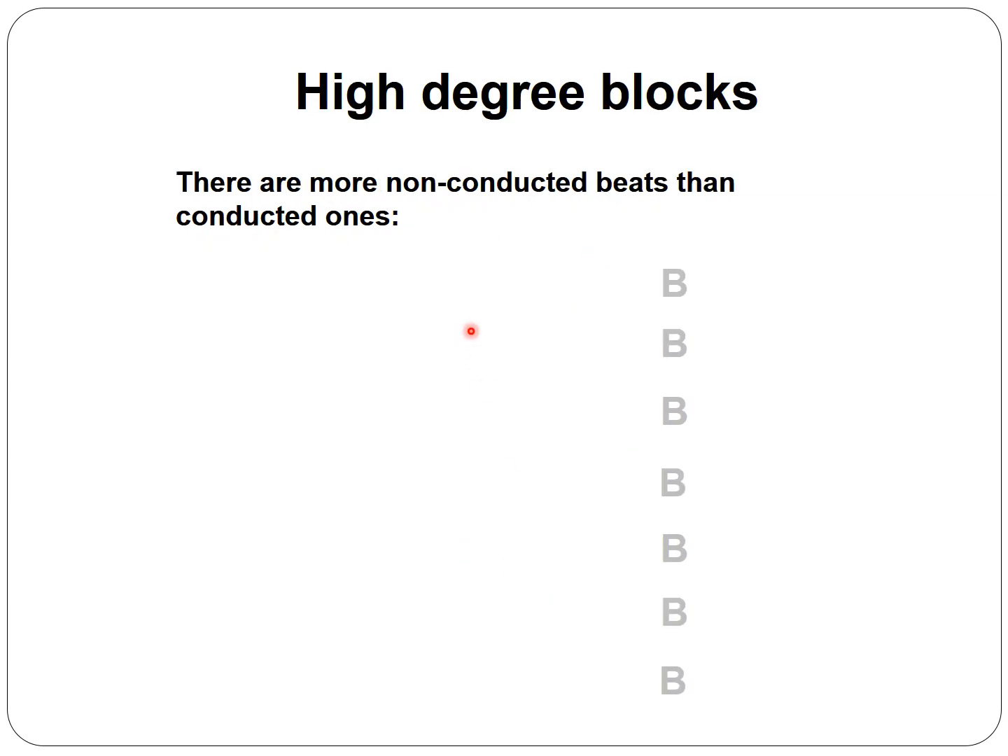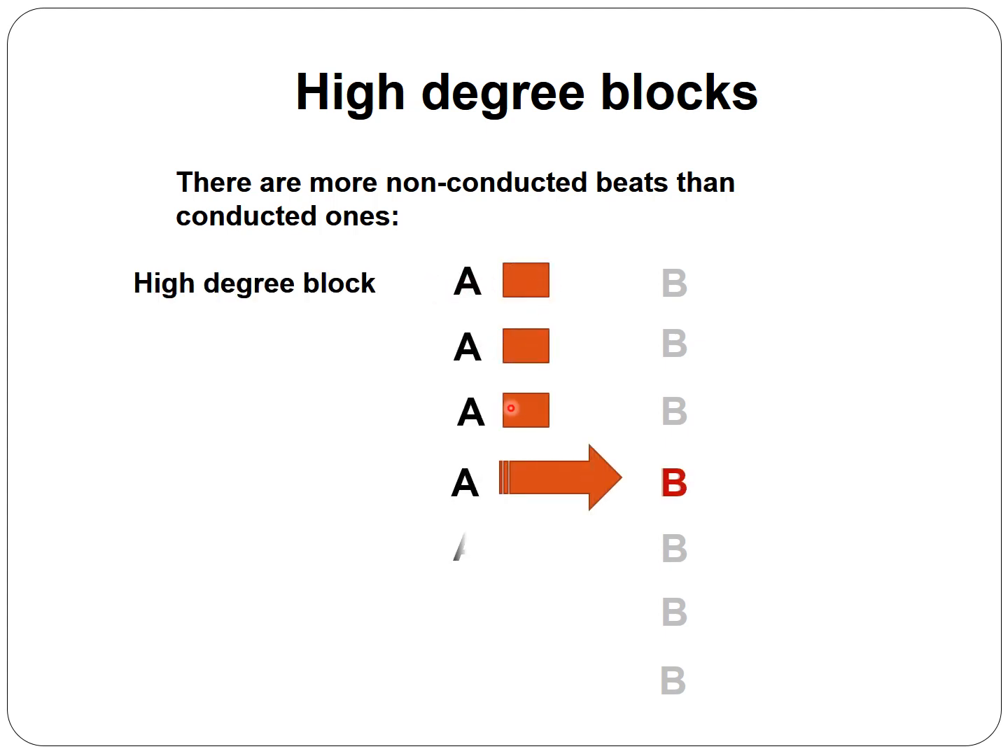High degree blocks mean that there are more non-conducted beats than conducted ones. So the connection between A and B is rare or very lost. Not conducted, not conducted, and we still have some connection between A and B. Make a note: if we have mostly unconducted beats, a lower center pacemaker is going to generate an escape rhythm. So when we have this non-conduction, we have the escape rhythm, making this rhythmic.